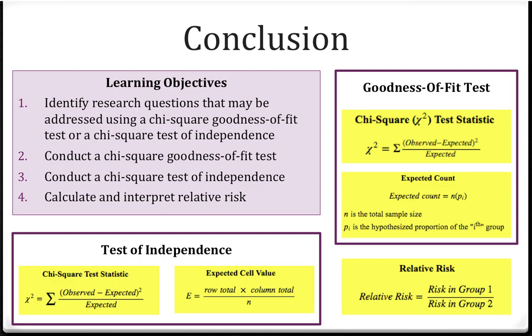This concludes the full video lecture on chi-square tests. In this video, we covered the 4 learning objectives in this lesson. And here I have summarized all of the formulas that we covered in this lesson. Note that those chi-square test statistic formulas for the goodness of fit test and the test of independence are identical. The expected count formulas are different. We also looked at relative risk.